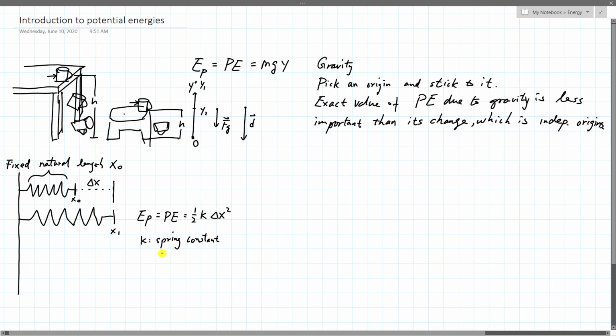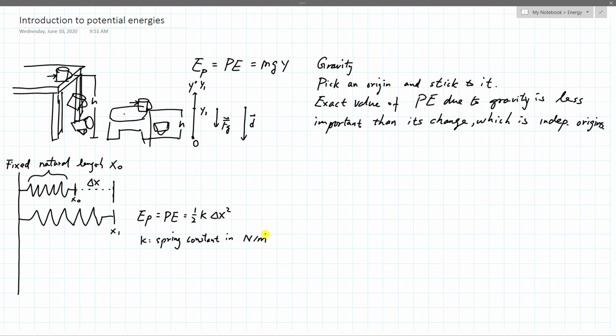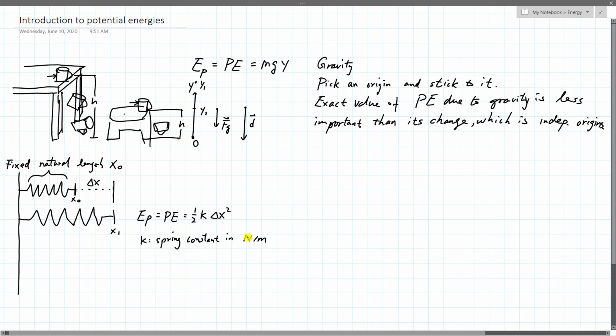The way it's typically given is in newtons per meter. What this means is if you want to stretch a spring a meter longer than it wants to be, you have to apply K amount of newtons. So say K equals 10 newtons per meter, it means to stretch the spring so that you increase the length by a meter.